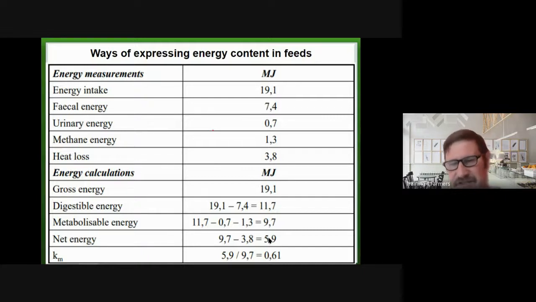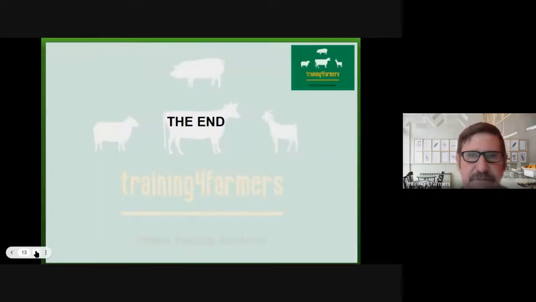When you're looking at net energy, you actually got 5.9 left, so you've lost another 3.8 there. Now, the heat loss and so on, they work on a constant value, and this is the one that's up and down and variable. So yeah, you can see that working with gross energy has got absolutely no use. Digestible energy is reasonable. Metabolizable energy is much better. Net energy would have been perfect, but it's just too hard to calculate.